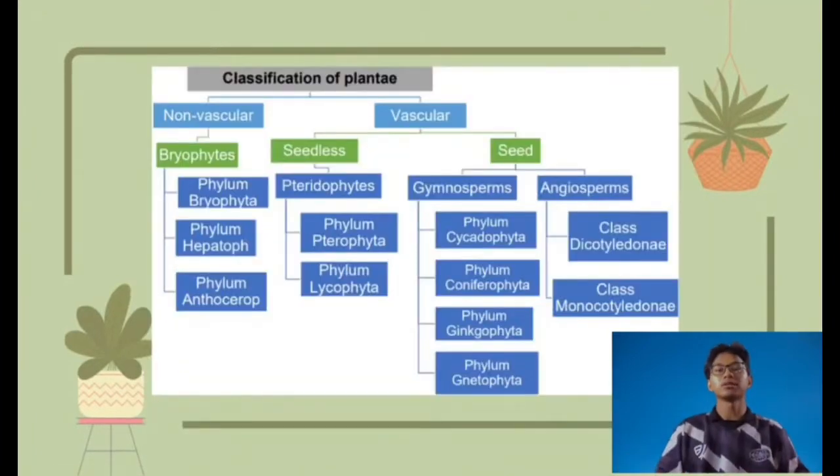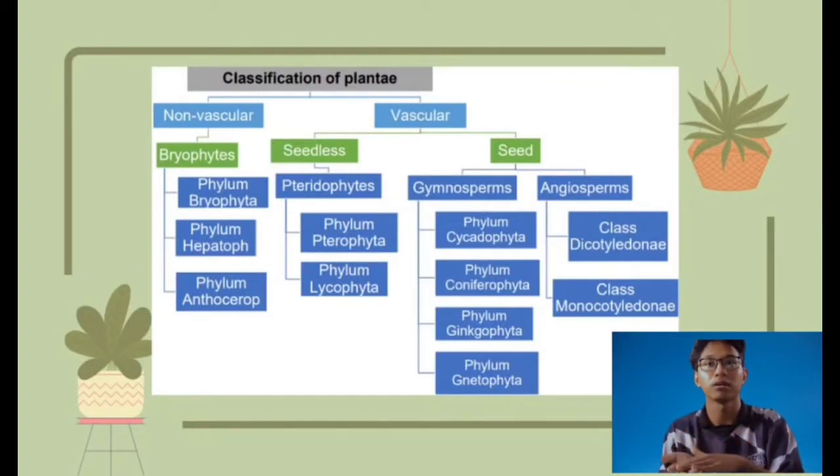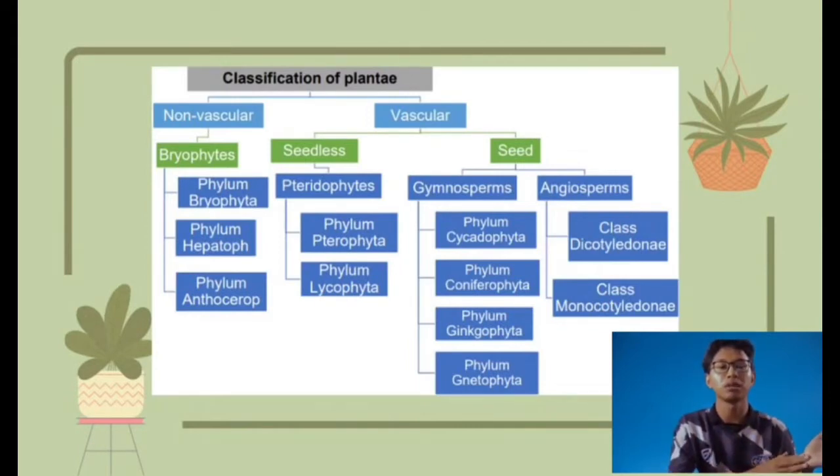The last part is the classification of plantae. It is divided into two, non-vascular and vascular. In non-vascular, it has Bryophytes. Bryophytes are divided into three: phylum Bryophyta, phylum Hepatophyta, and phylum Anthocerophyta. And the vascular is divided into two, seedless and seed, but we just cover seedless. Its name is Pteridophytes, divided into two, phylum Pterophyta and phylum Lycophyta. Next, Ahmad and Zuhairi will present about Bryophytes.